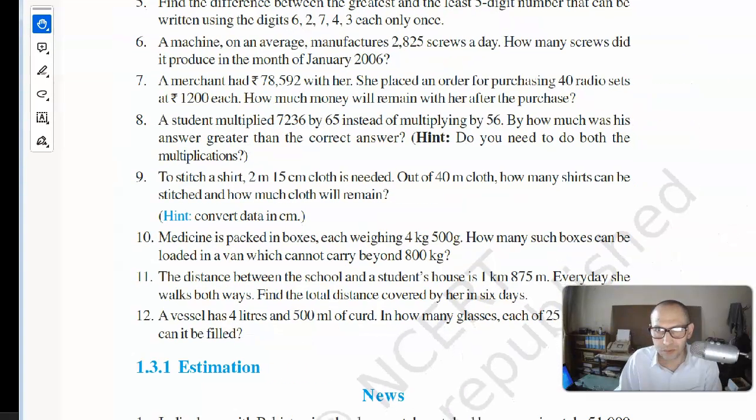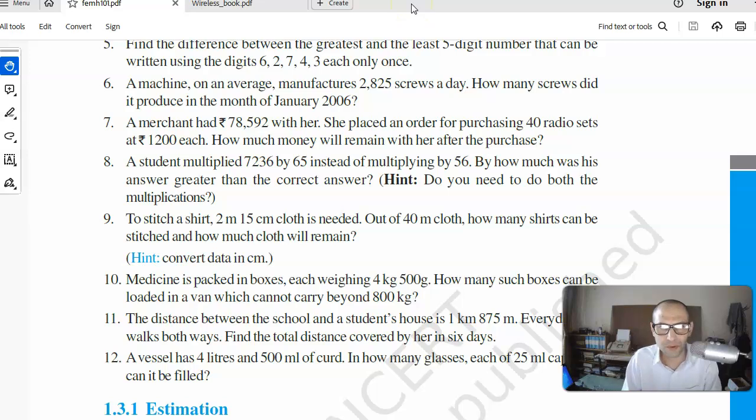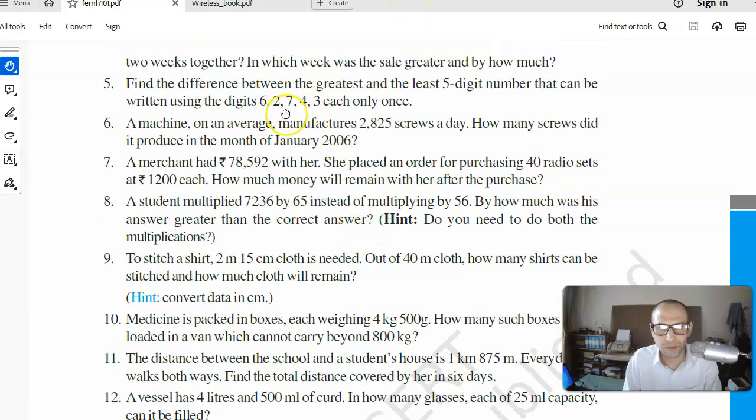Okay, so now the rest of the questions, we came all the way up to question number five, I suppose, right? Now, question number six: a machine on an average manufactures 2,825 screws a day. How many screws did it produce in the month of January 2006?